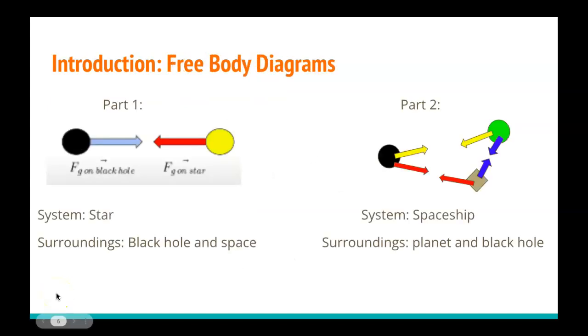Here are the free body diagrams for this experiment. In part 1, the system is the star and the surroundings are the black hole and space. In part 2, the system is the spaceship and the surroundings are the planet, the black hole, and space itself.